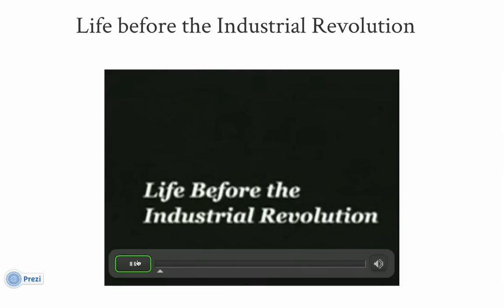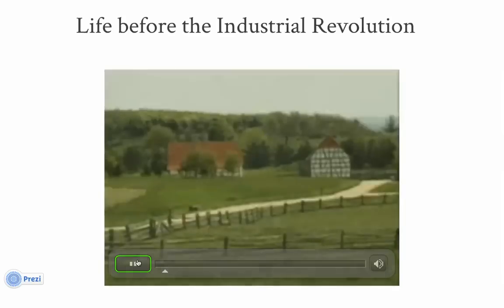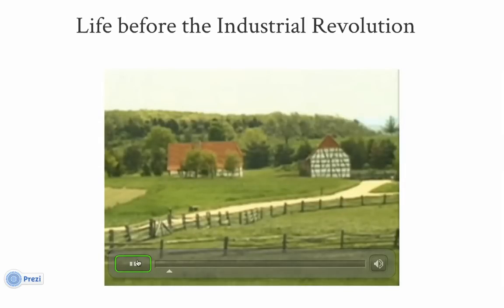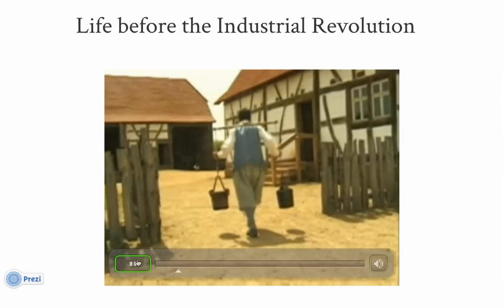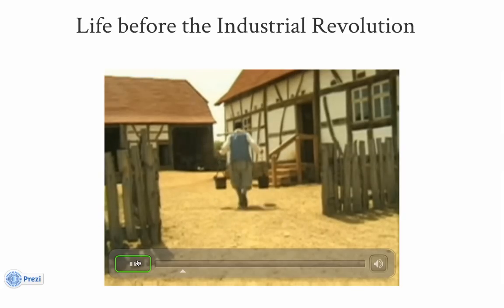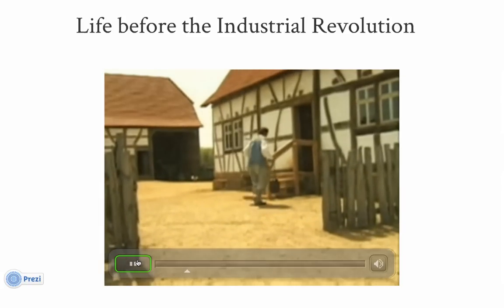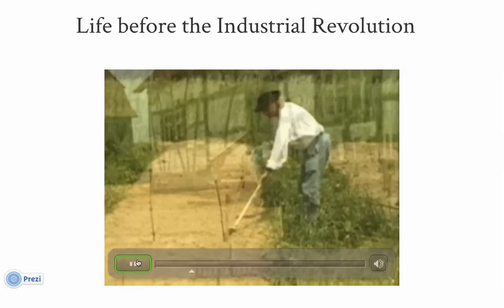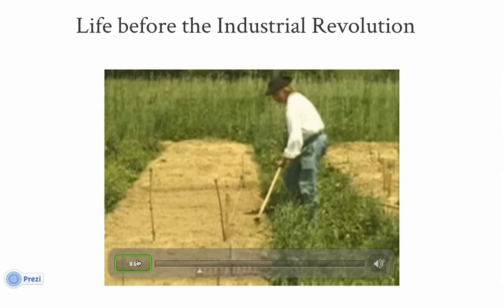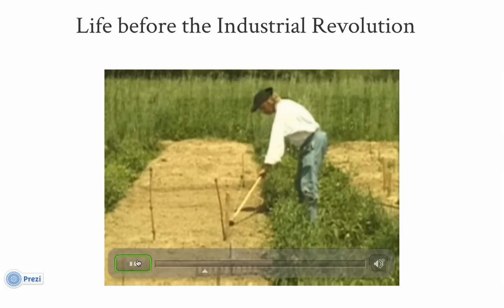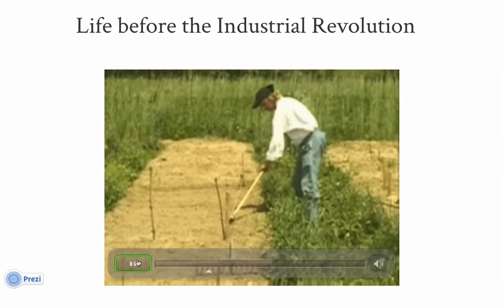Before the Industrial Revolution began in England around the year 1760, the way most people lived in Europe and America was very different from how they live today. 9 out of 10 people lived in rural areas. There was a large, mostly poor lower class, a small, rich upper class, and not much of a middle class.